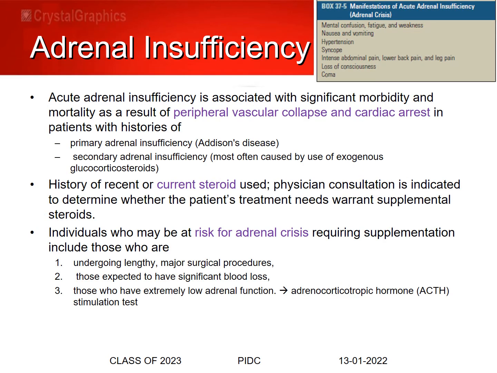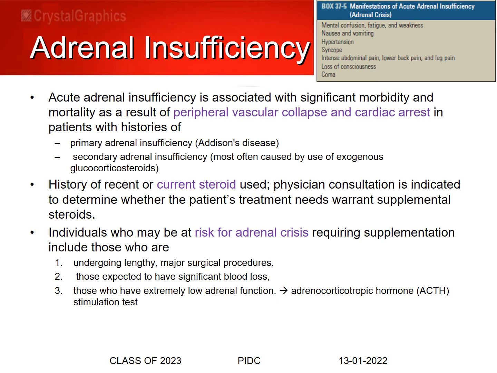Coming on to adrenal insufficiency, some of its manifestations are mental confusion, nausea, vomiting, hypotension, syncope, loss of consciousness, and coma. Acute adrenal insufficiency is associated with significant morbidity and mortality as a result of peripheral vascular collapse and cardiac arrest. History of recent or current steroid use is to be taken. Physician consultation is indicated for such patients.